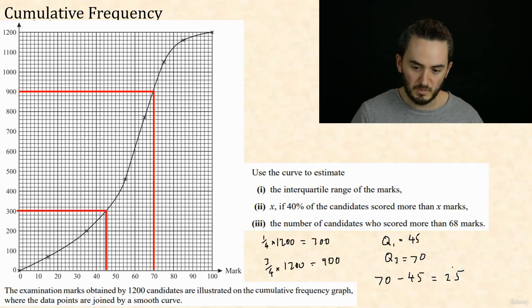All right, next one. I'll clean my graph so that there's space for the next one.